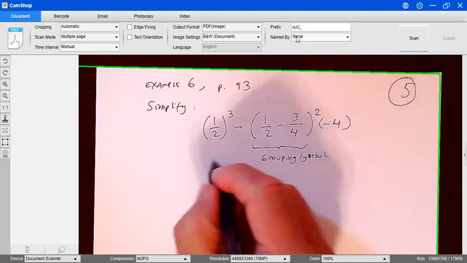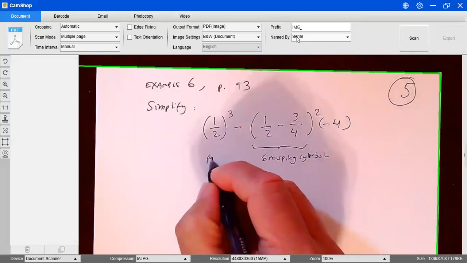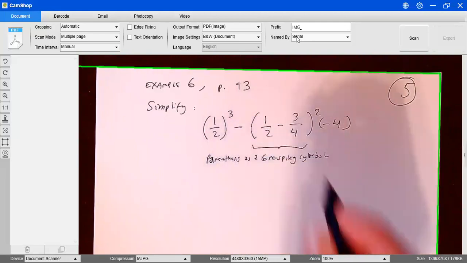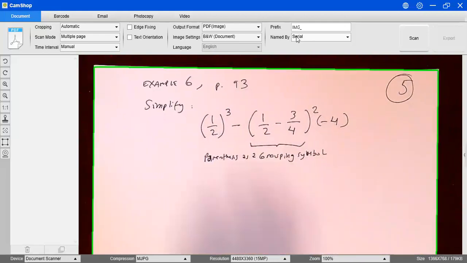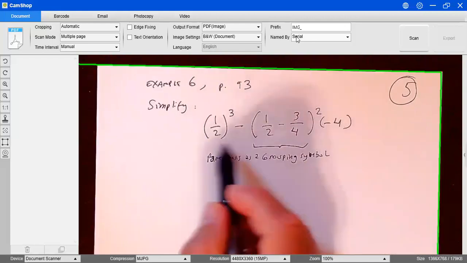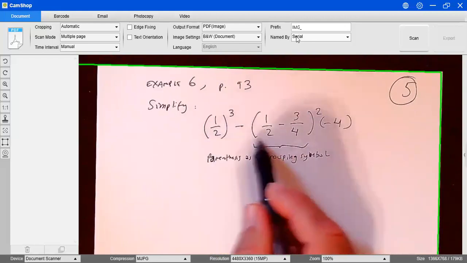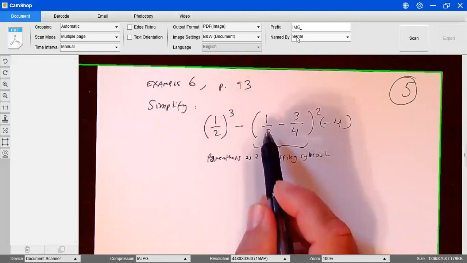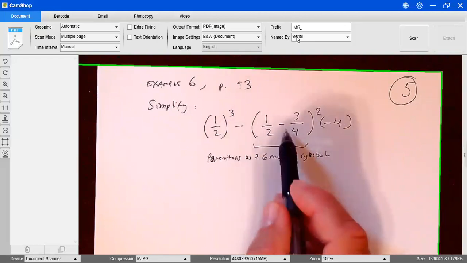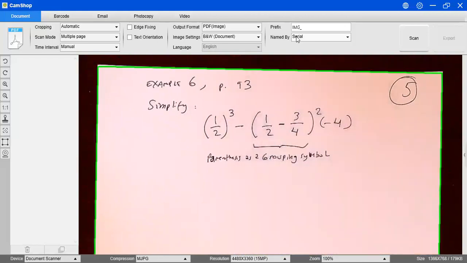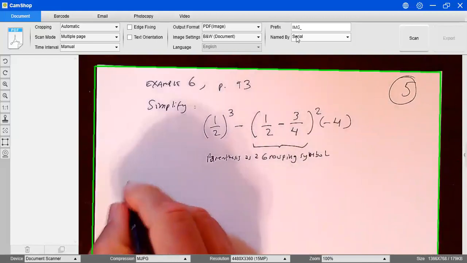So this is parenthesis as a grouping symbol. This is important because the rule says work first with the grouping symbols. So this is not a grouping symbol. This is the grouping symbol because it's enclosing 2 different terms that are affected by this operator. So we have the addition of 2 quantities, 2 fractions with different signs. So that is going to be the first step.